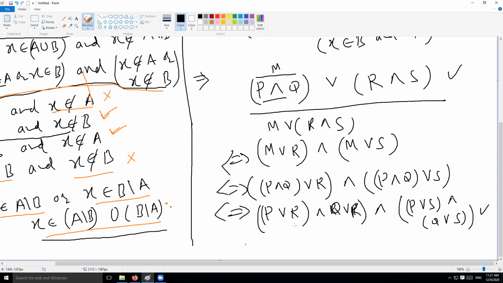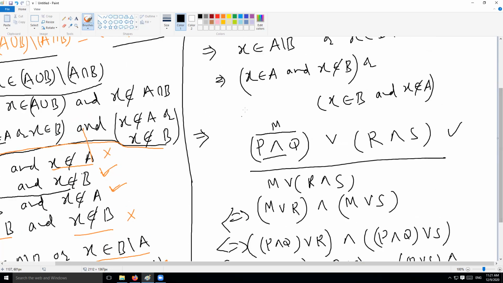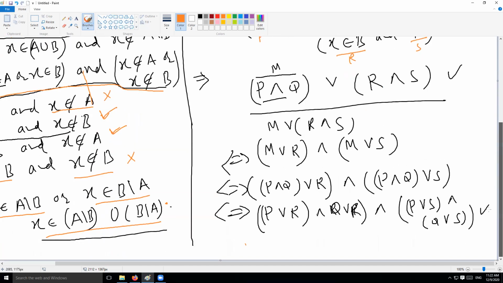And now I'm saying that in this statement, replace P by... so take this to be P, this to be Q, this to be R, and this to be S actually. Okay? Substitute these values in this expression and see what you get. So by this law, the above expression is true.